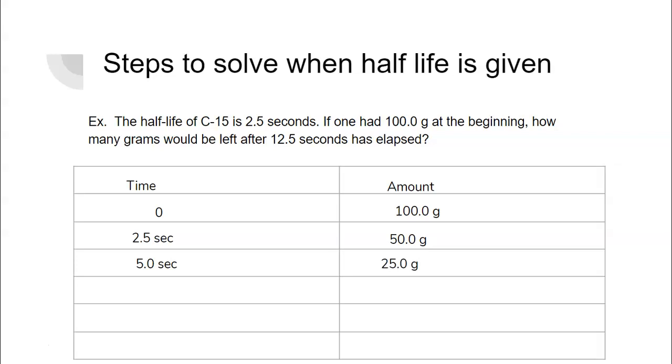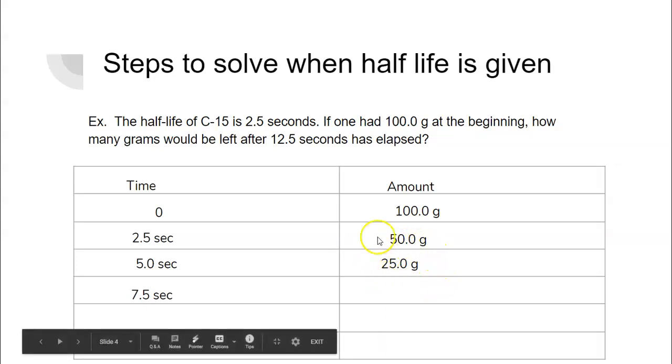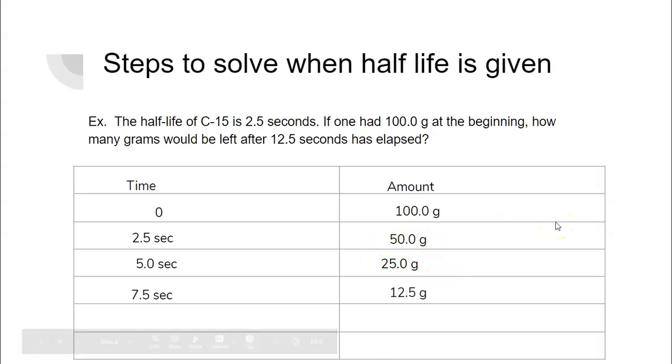Okay? Still not at that 12.5 seconds, so I'm going to go through another half-life. And you guessed it, since I go through a half-life, I have to take half of my amount, and so it's down to 12.5. I'm going to go through another half-life, which takes me to 10 seconds, and I'm going to divide by 2, and I get 6.25. I'm getting awfully close to my time, and so I'm going to go one more time through half-life. It brings me to 12.5 seconds, which is where I need to stop.